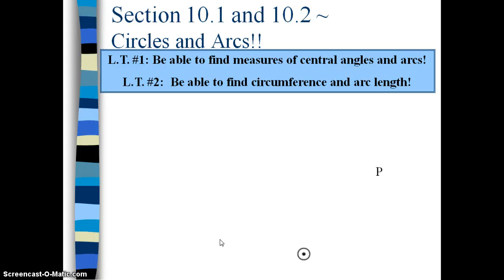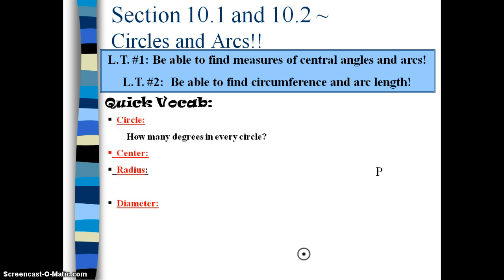Hi class, this is over section 10.1 and 10.2, circles and arcs. Today we're going to go over a lot of the vocabulary that has to deal with circles and arcs, and in class we'll actually cover how to apply these concepts. So first, some quick vocabulary.